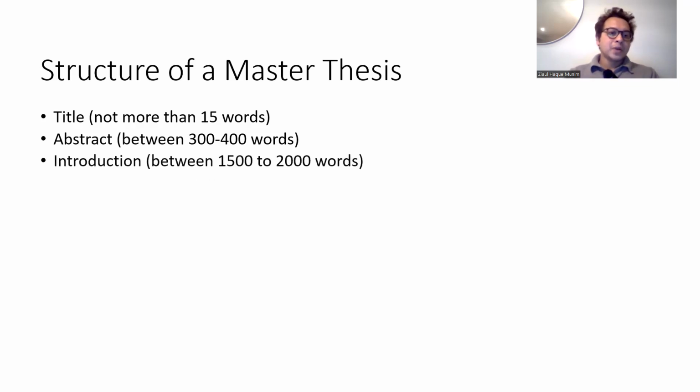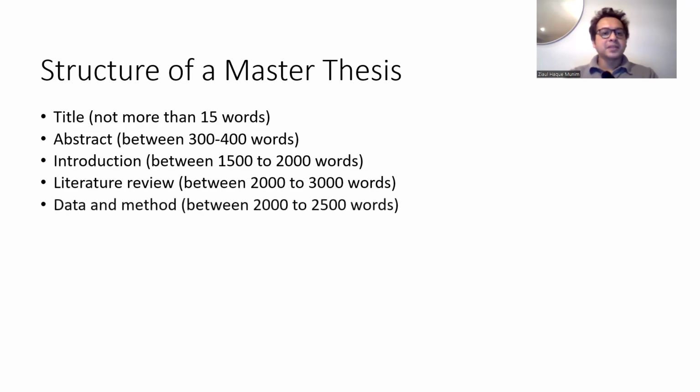Then you start with the introduction section, which should be between 1500 to 2000 words. You will have the literature review between 2000 to 3000 words. The data and method section can be between 2000 to 2500 words, or up to 3000 words.